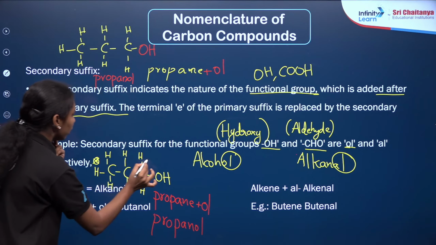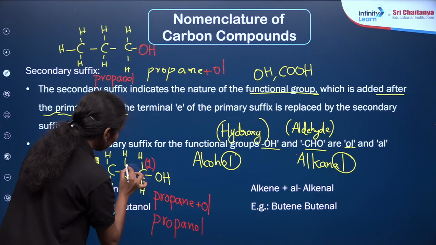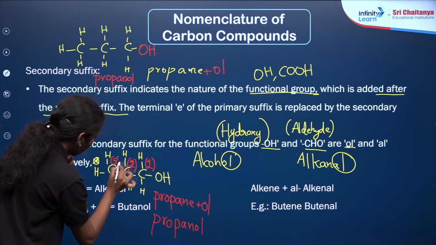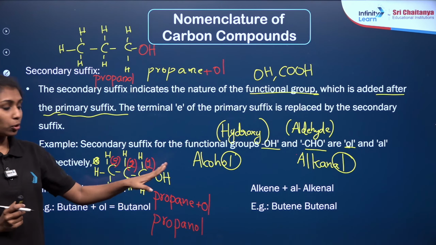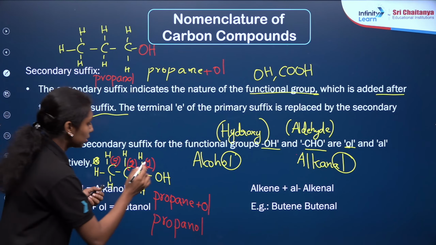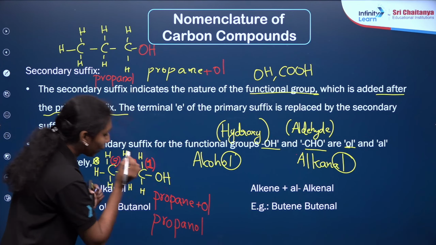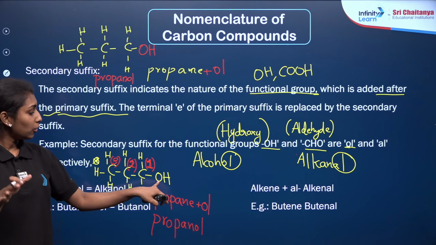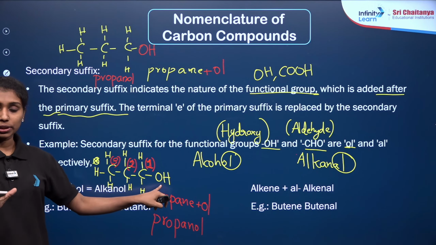Yes, Arush, you are correct. But it is not necessary to go from right to left or left to right. It depends on the priority of the groups. If you are asking about only a single chain, we can start from either left or right. But here, the OH group has more priority. There will be a priority order for different functional groups.